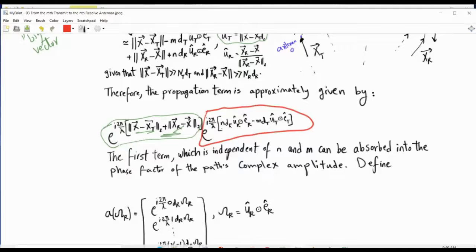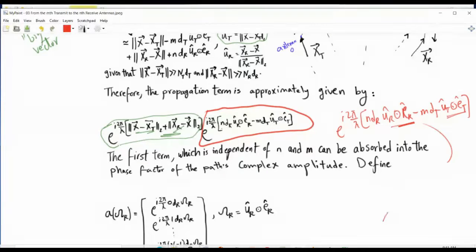Okay, so to characterize the propagation from the mth antenna in the transmitter array to the nth antenna in the receiver array, we have e to the i 2 pi over lambda, and then we have n d_r u_r dot e_r minus m d_t u_t dot e_t. Very important to keep in mind what those things are. Let's talk about one of them, and the other is by analogy.